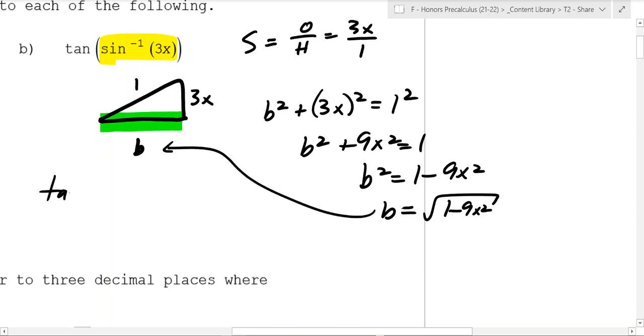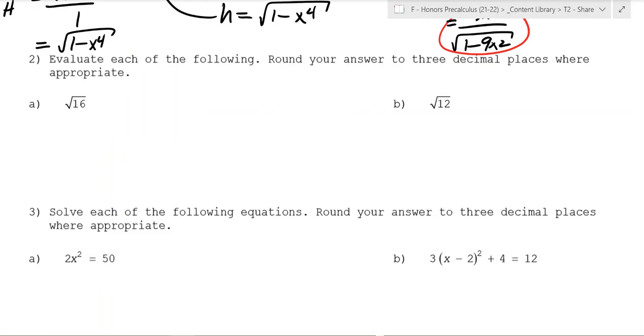And tangent, TOA, is opposite over adjacent. So the opposite side from theta will be 3x, and the adjacent side is the one we just found, the square root of 1 minus 9x squared. And there is no simplification we can do to that. We stop right here. So if we're asked to evaluate each of the following, we need to see if we can get them exact, or if not, go to 3 decimal places.